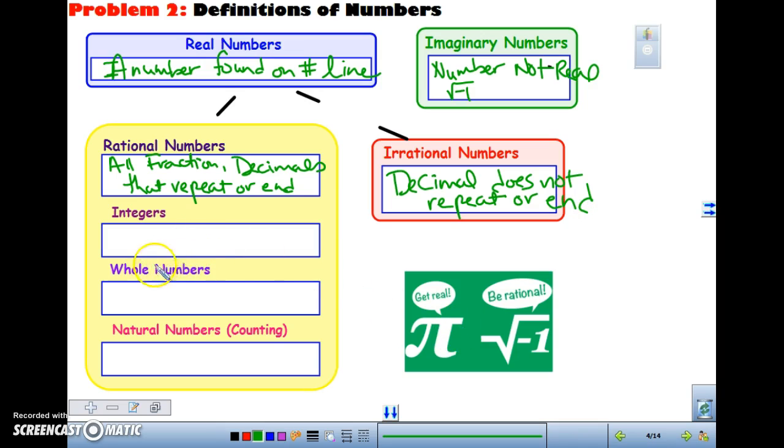Integers, when we think about that, I think the best way for me to explain this is we're going to start at the bottom. Natural numbers are counting numbers. So when you think of that, that's like 1, 2, 3, 4, and that means it continues on. Getting a little more specific is whole numbers. What's different between natural and whole numbers is whole numbers start with 0.